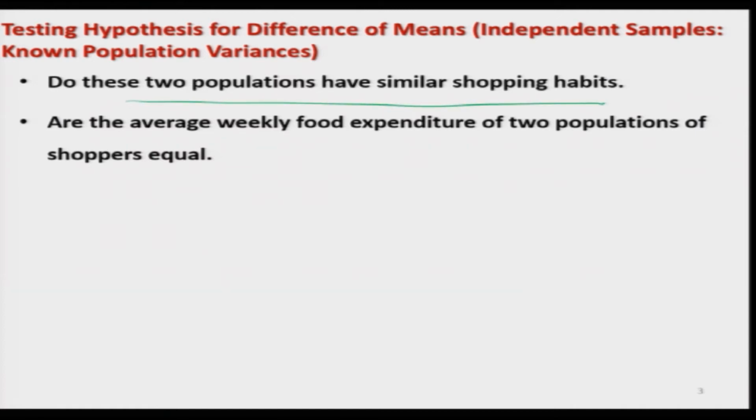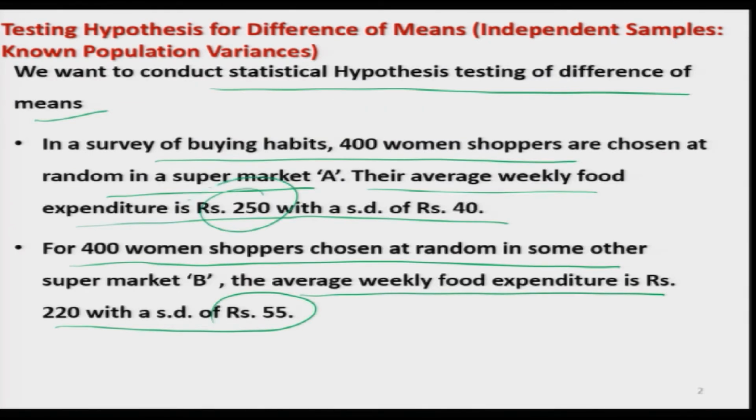Do these two populations have similar shopping habits? Means, both these stores A and B, do they have similar shopping behavior for the women shoppers, or is the average weekly food expenditure of the two populations equal? Because they are spending here 250 rupees and 220 rupees, but their variances are also different.